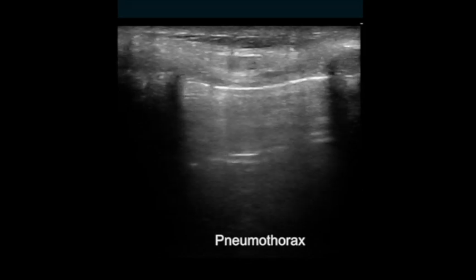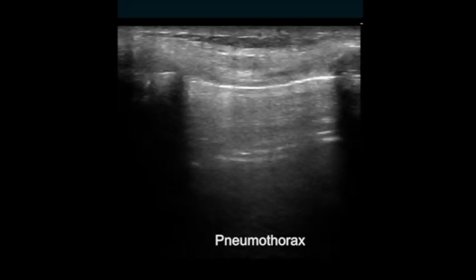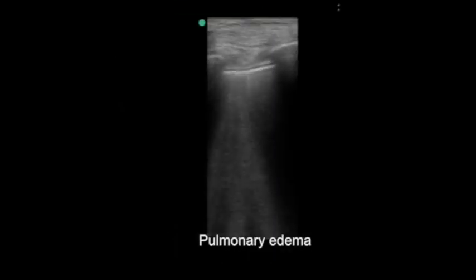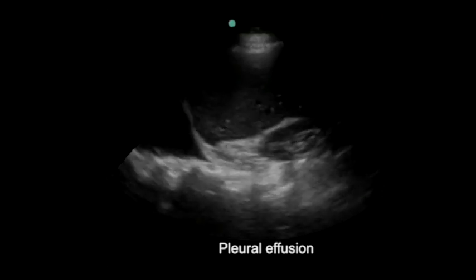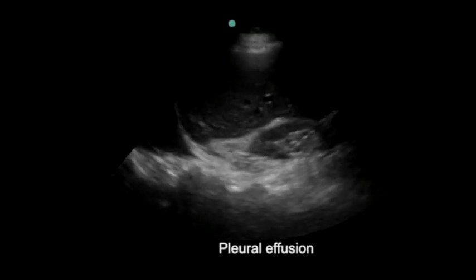The patient in this video has a pneumothorax. Note the lack of lung sliding. Here, numerous B lines indicate pulmonary edema. This hypoechoic area is a pleural effusion.